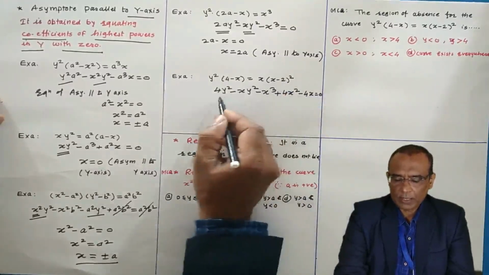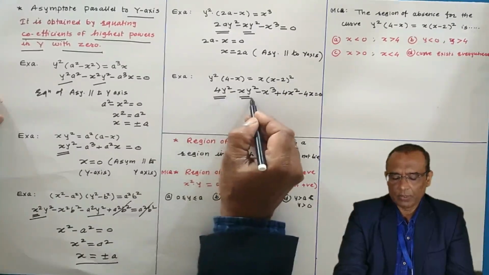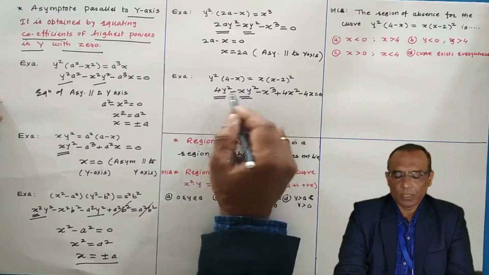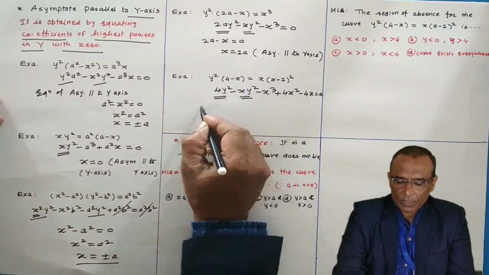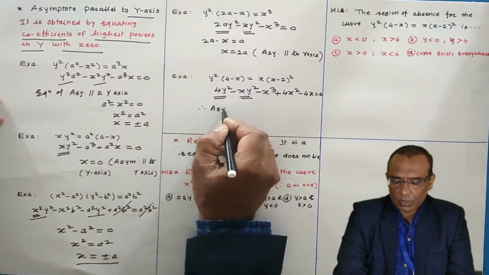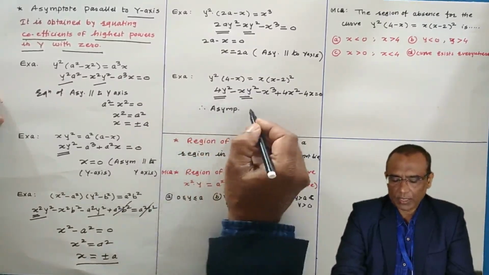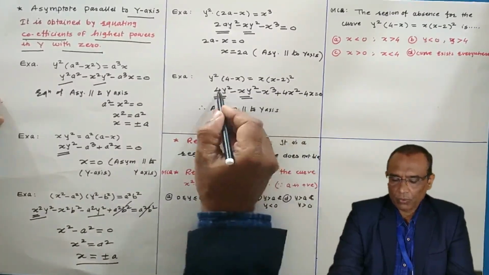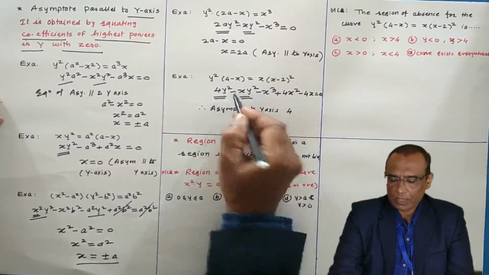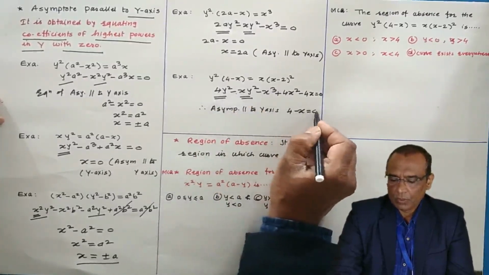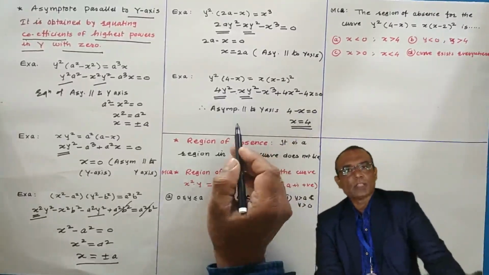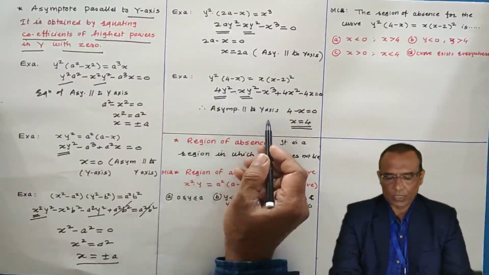How many y terms are there? This is the y term, this is the y term. Equate the coefficients of the y term, and this is the highest power term in y. Therefore, the equation of the asymptote parallel to the y-axis is what? 4 minus x equal to 0. Means x equal to 4 is the line which is the asymptote parallel to the y-axis.